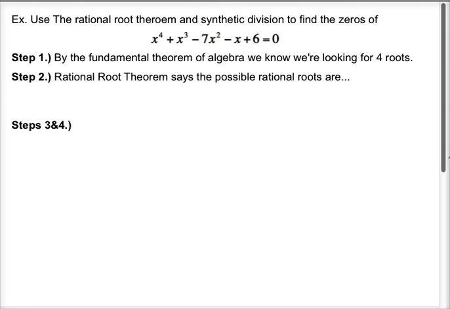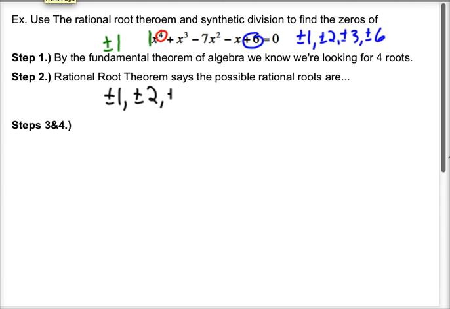So, by the fundamental theorem of algebra, when we're looking at this one, we know we're looking for 4 roots because that is the degree of the polynomial. Now, the possible rational roots. Well, we take all the factors of 6 and we divide them by all the factors of the leading coefficient. So this is another simple case because when we're only dividing by plus or minus 1, basically we're just recreating the list over there.